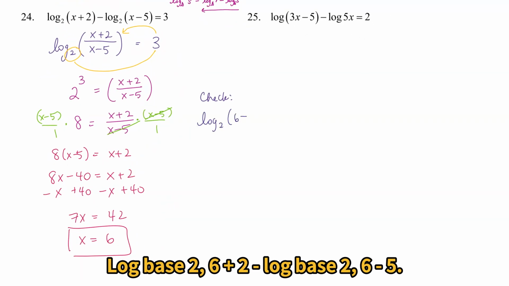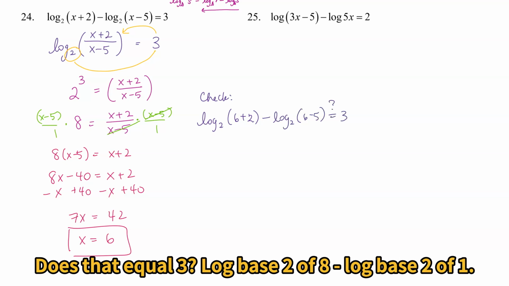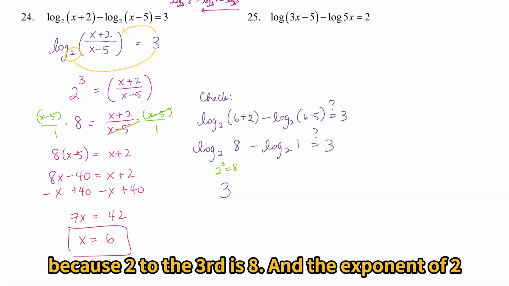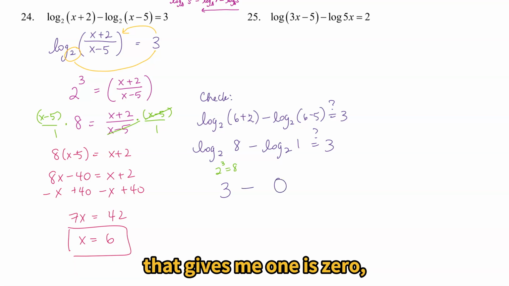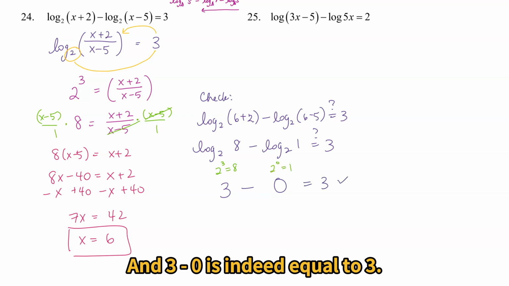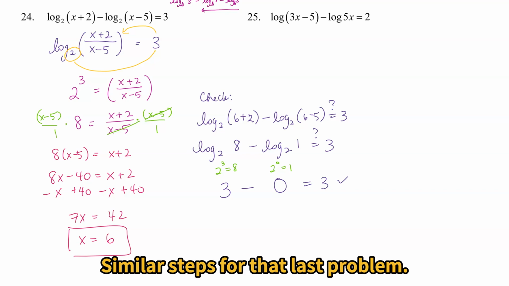Log base 2 of 6 plus 2, minus log base 2 of 6 minus 5. Does that equal 3? Log base 2 of 8 minus log base 2 of 1. The exponent of 2 that gives me 8 is 3, because 2 to the third is 8. And the exponent of 2 that gives me 1 is 0, because 2 to the 0 is 1. And 3 minus 0 is indeed equal to 3. Similar steps for that last problem.